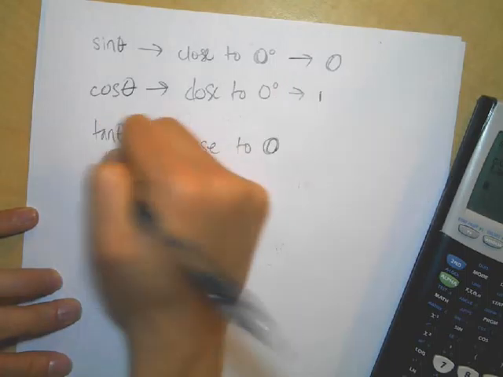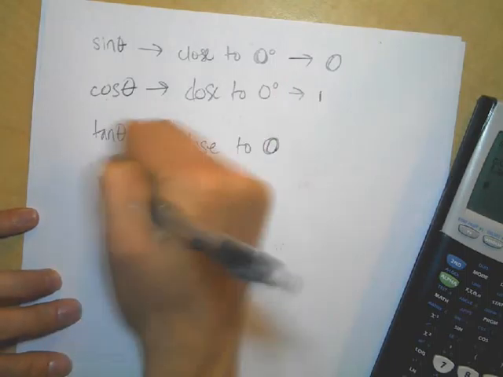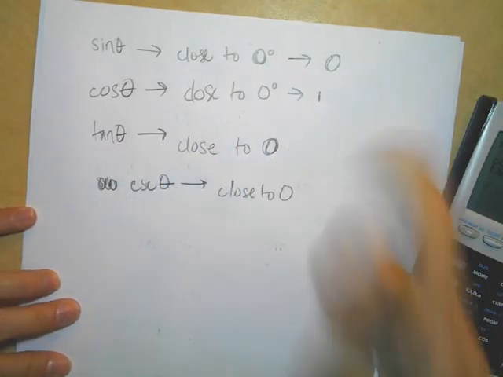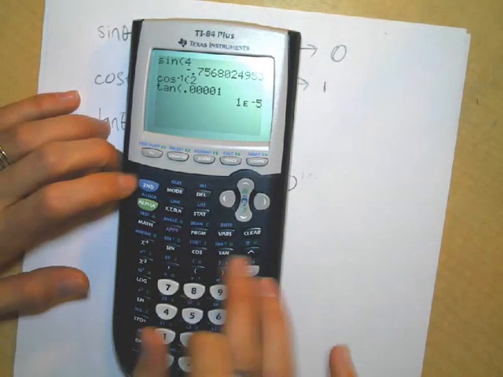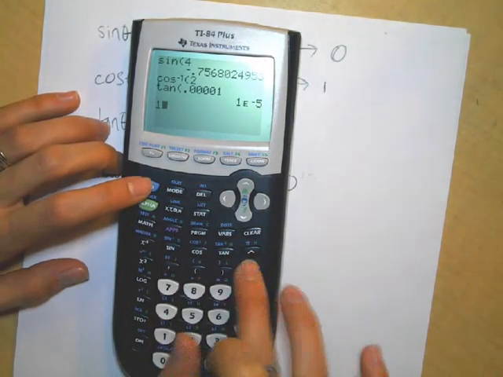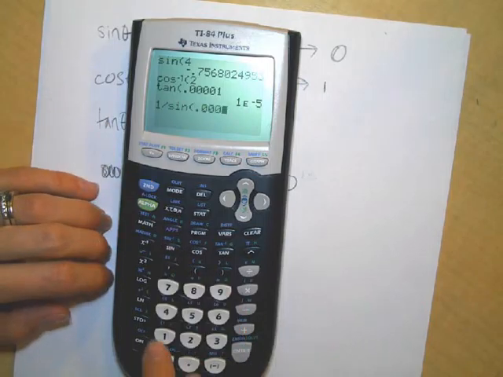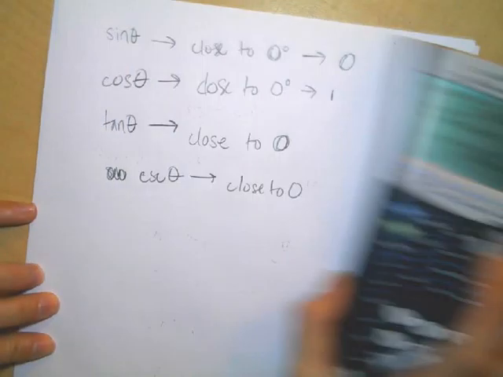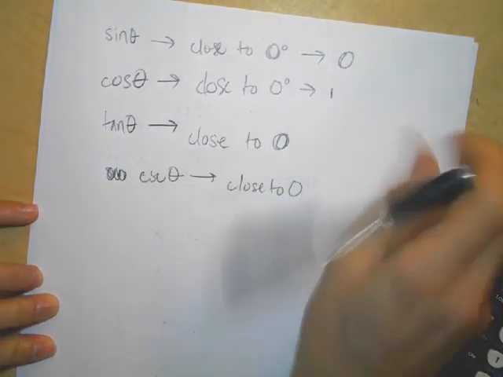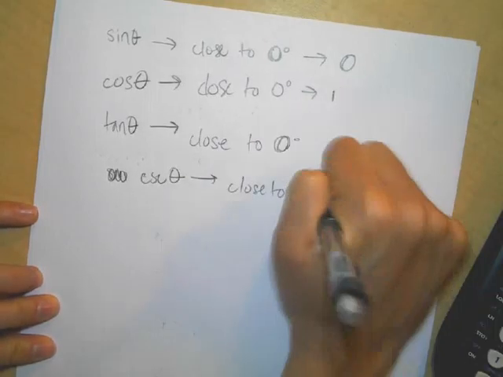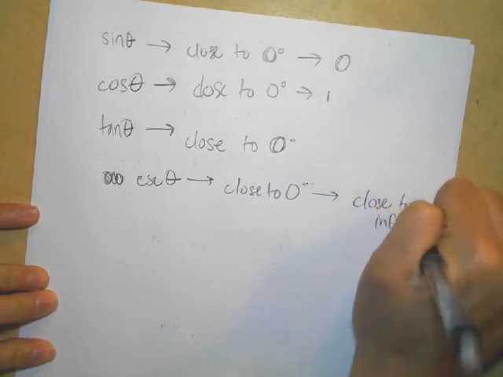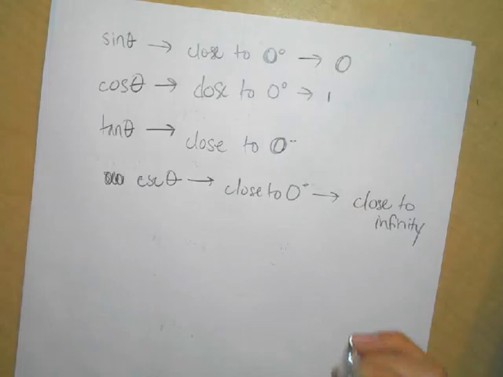What if I wanted to say, okay, cosecant theta. As we get close to 0, so cosecant would be 1 divided by sine, 0.0001. That's getting a big number, right? So I'm getting close to infinity. So if you put these in the calculator, if it gets really big, it's close to infinity. If it gets really small, it's close to 0. If it gets close to 1, it's close to 1. So that's all you have to do.